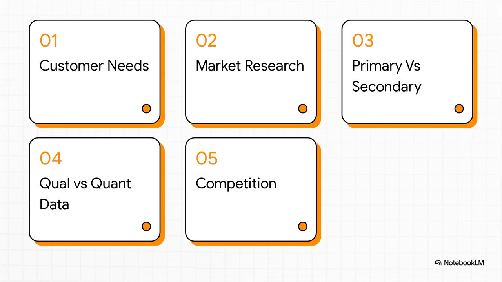First, understanding customer needs. Second, market research as your GPS. Third, primary versus secondary data. Fourth, qualitative and quantitative research. And finally, number 5, facing the competitive environment. This checklist is going to give you the exact tools you need to spot a viable opportunity.